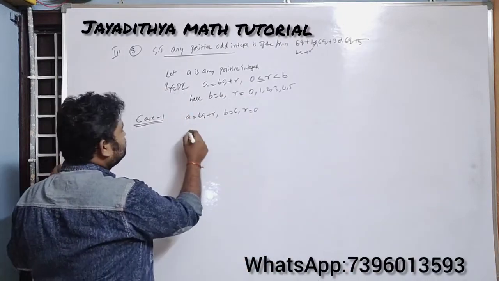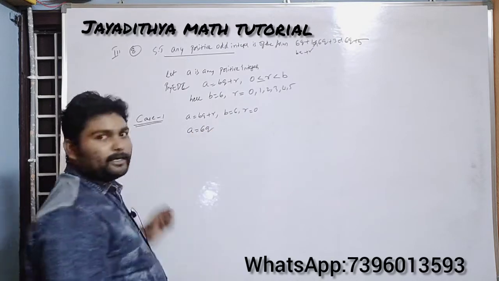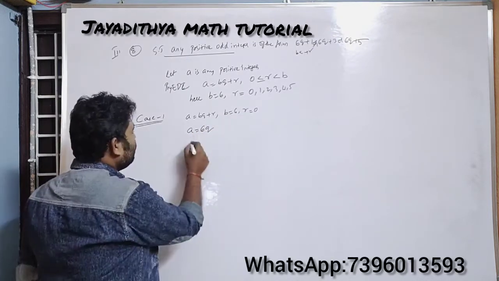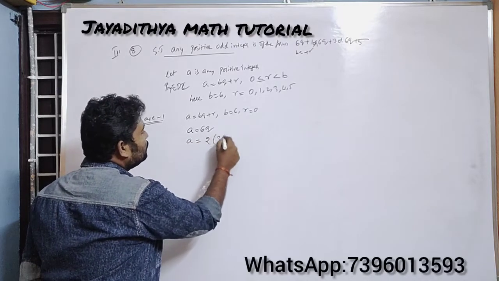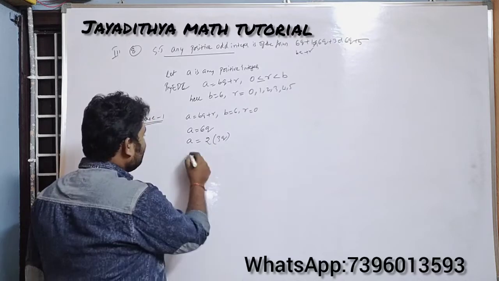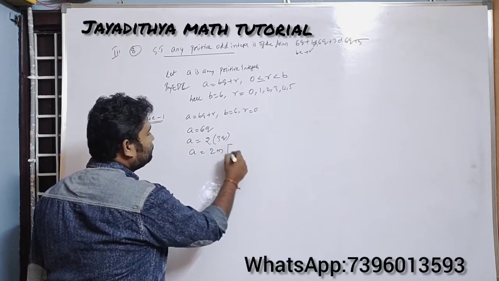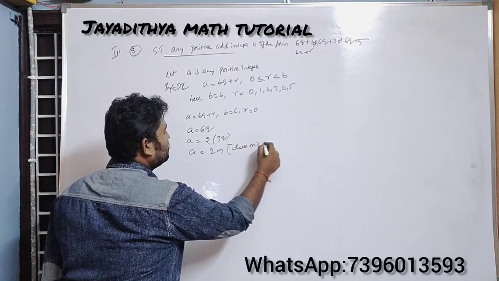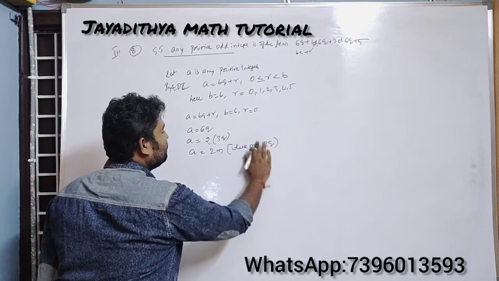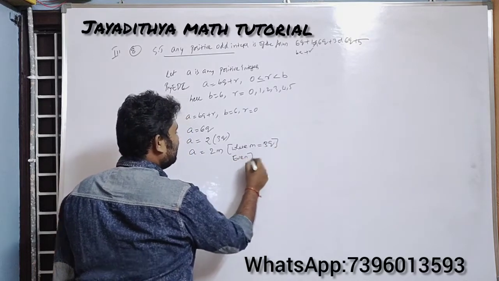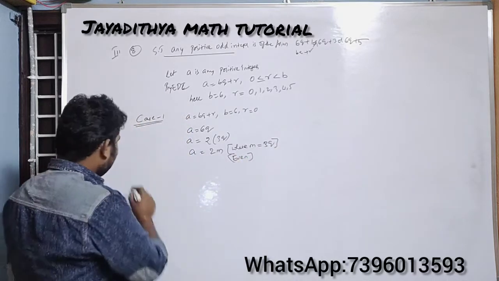Okay, the first case is, so a is equal to 6q I am taking. Why? Because r is equal to 0. This implies a is equal to 6q. What can I write here? I can write it as 2 into 3q. Why? Because I want it to be in the form of 2m or 2m plus 1. So a is equal to, this is in the form of 2m, where m is 3q. So you can write this as an even number.